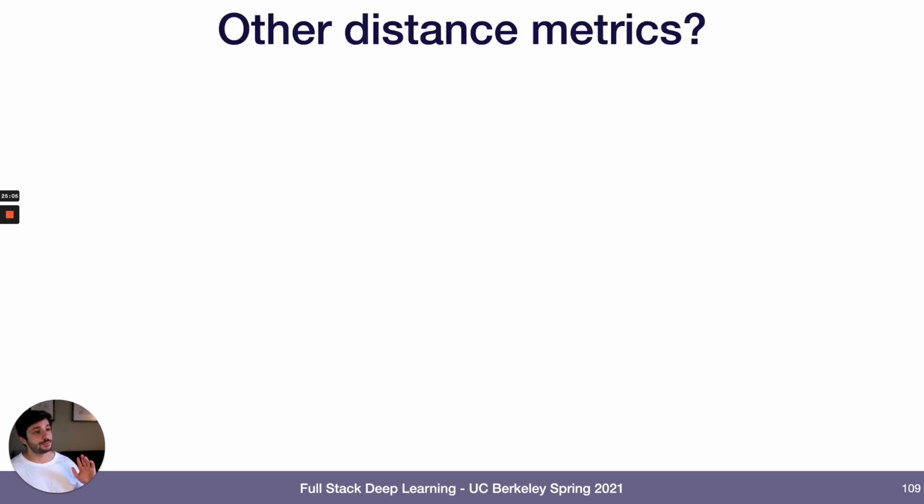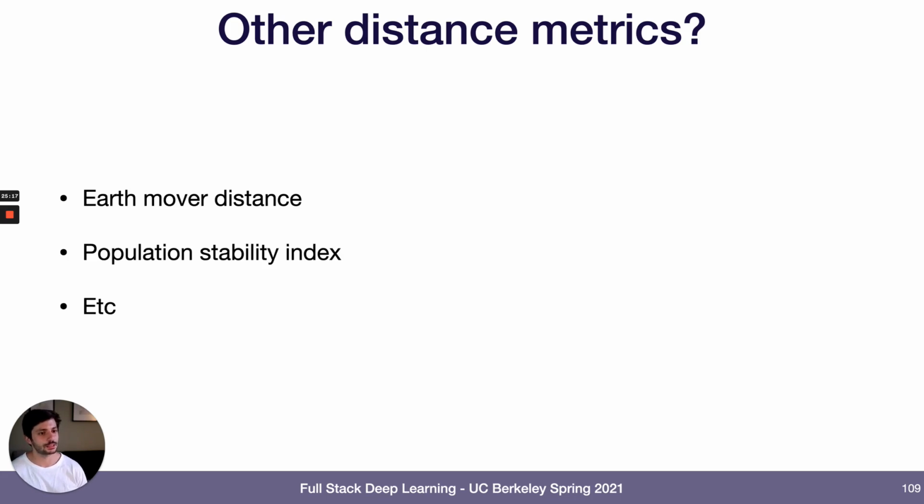There are many other distance metrics that you might be familiar with or might see if you read about this subject. Earth mover distance is a pretty cool one. Population stability index is another, and there's lots of other stuff.